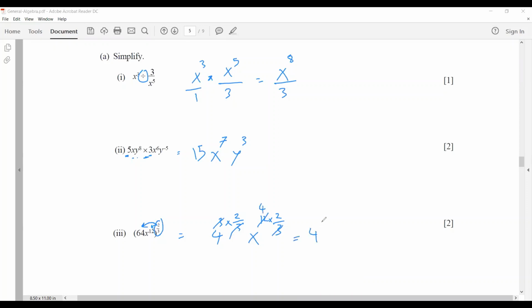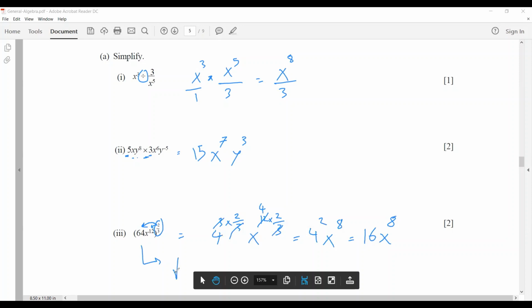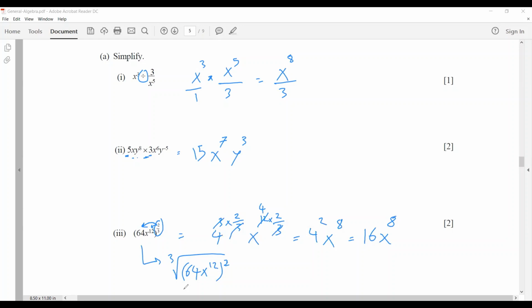We have 4 to the power of 2 times x to the power of 8, which simplifies to 16 x to the power of 8, right? We can do that. Or you could have done, but that's a lengthy way, you could have taken the 3 out, the 2 inside, and you raise everything to the power of 2 and then take the cube root. But I don't suggest that. That's a lengthy way, right? Just because it works, it doesn't mean we should take that path. All right, moving on to the next question.